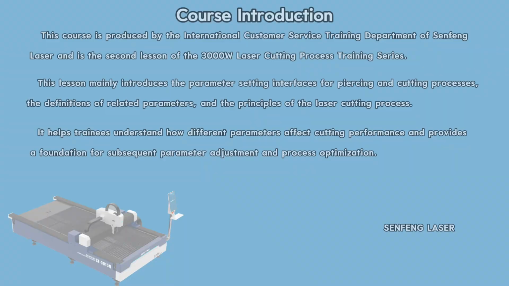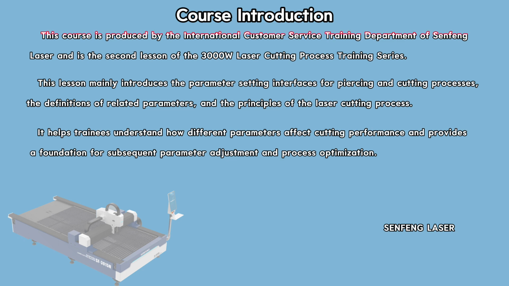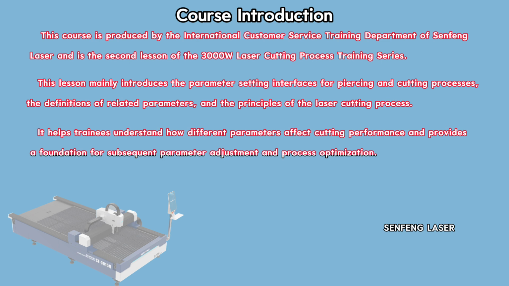Course Introduction. This course is produced by the International Customer Service Training Department of Senfeng Laser and is the second lesson, Laser Cutting Process Training Series. This lesson mainly introduces the parameter setting interfaces for piercing and cutting processes, the definitions of related parameters, and the principles of the laser cutting process. It helps trainees understand how different parameters affect cutting performance and provides a foundation for subsequent parameter adjustment and process optimization.